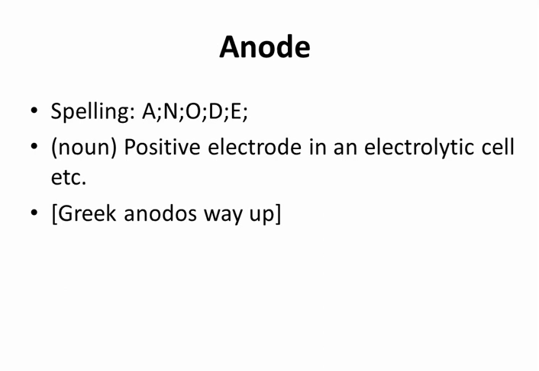Anode. Spelling: A N O D E. Noun: positive electrode in an electrolytic cell, etc. Greek anodos, way up.